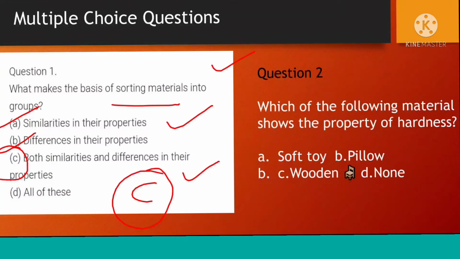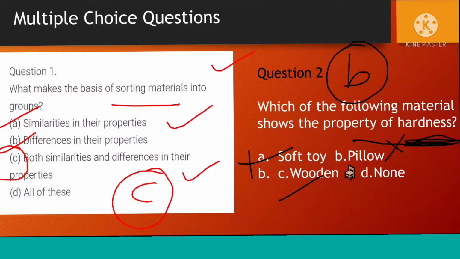Now come to the next question. Which of the following materials shows the property of hardness? The first one is soft toy. It is not the correct answer. Pillow is again soft. Wooden chair is a hard one. So my correct answer is B. So the correct answer of question number 2 is B.